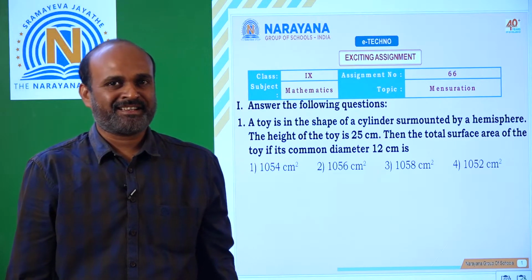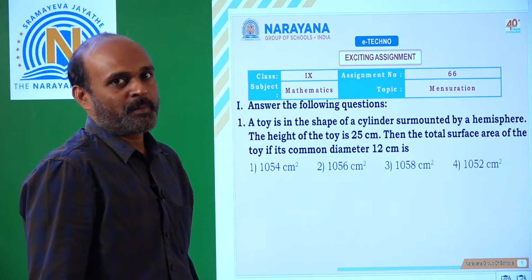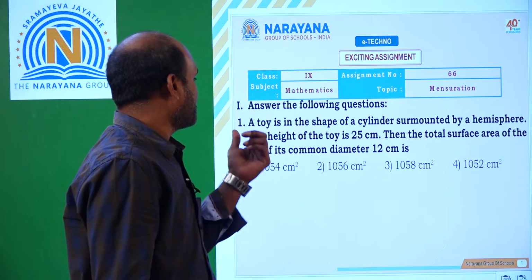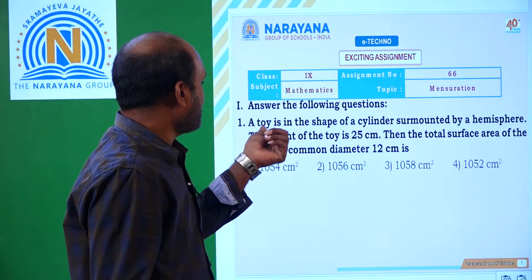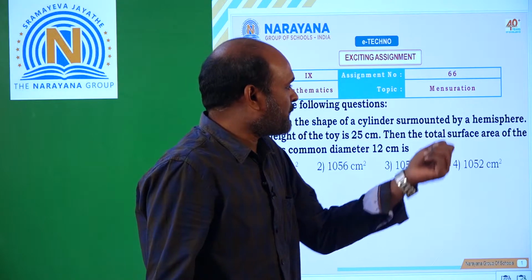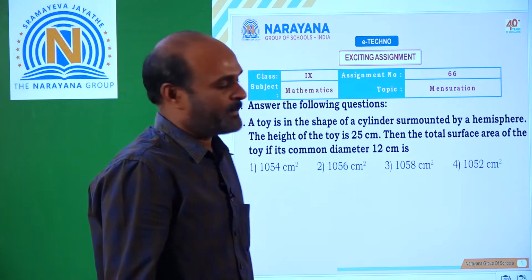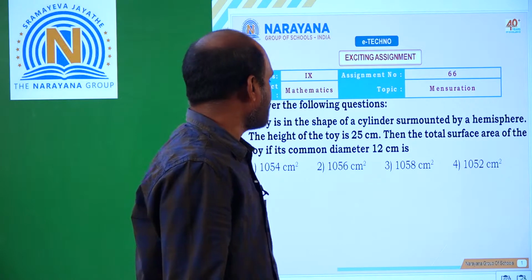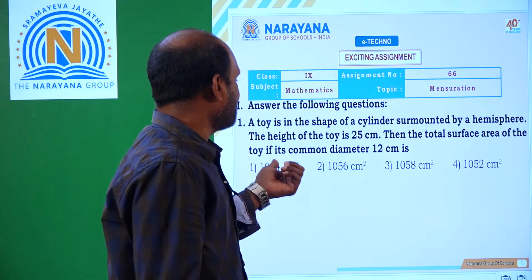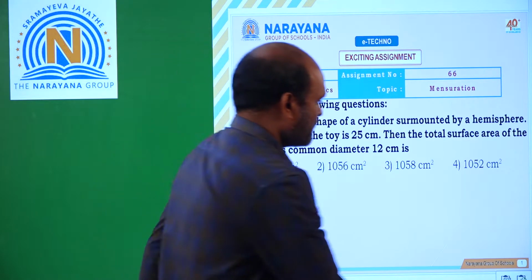Today we are discussing 9th class mathematics, assignment number 66 related to the topic mensuration. Here is the first question. A toy is in the shape of a cylinder surmounted by a hemisphere. The height of the toy is 25 centimeters. Then find the total surface area of the toy, if its common diameter 12 centimeters is given.